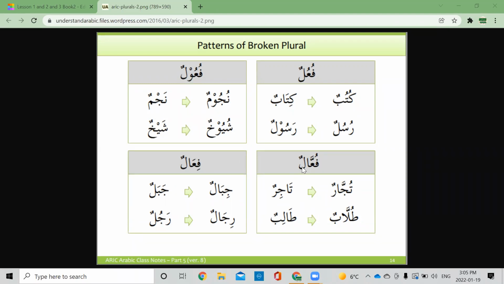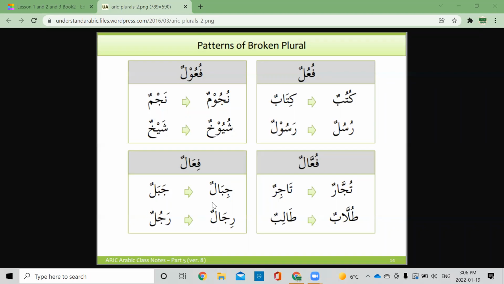Then there's the pattern of fa'alun, and we're going to come across this in our lesson many times. Tajirun becomes tujjarun. Talibun becomes tullabun. And then fi'alun. Fi'alun is, for example, jabalun becomes jibalun and rajulun becomes rijalun. So these are different types of patterns.